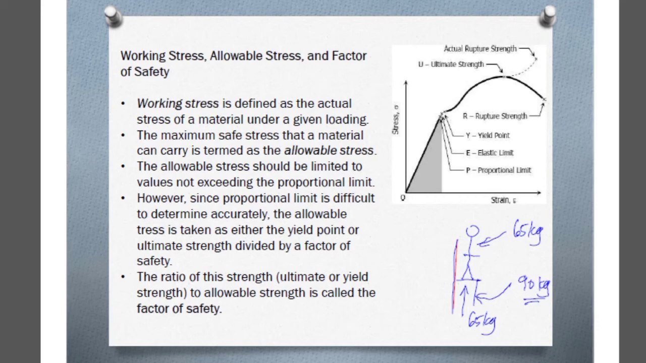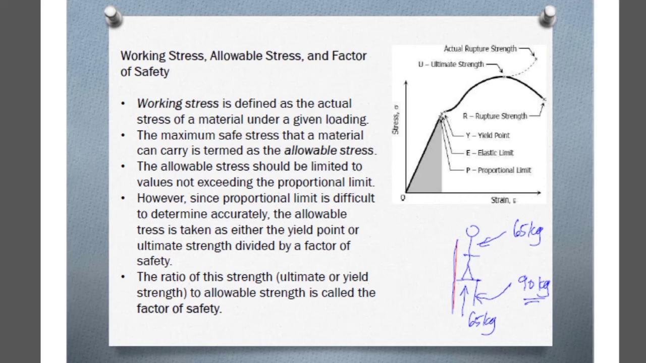Kung may pumatong dito na 50 kg, so 50 kg din yung i-resist niya. So, yun yung working stress. While the allowable stress is the capacity of the chair to hold the load. So, kung siya ay may capacity na 90, ibig sabihin, yun yung kaya niyang buhatin. Yung working stress ay kung ano lang yung actual na load na nakalagay sa kanya, yun lang yung nire-resist niya.